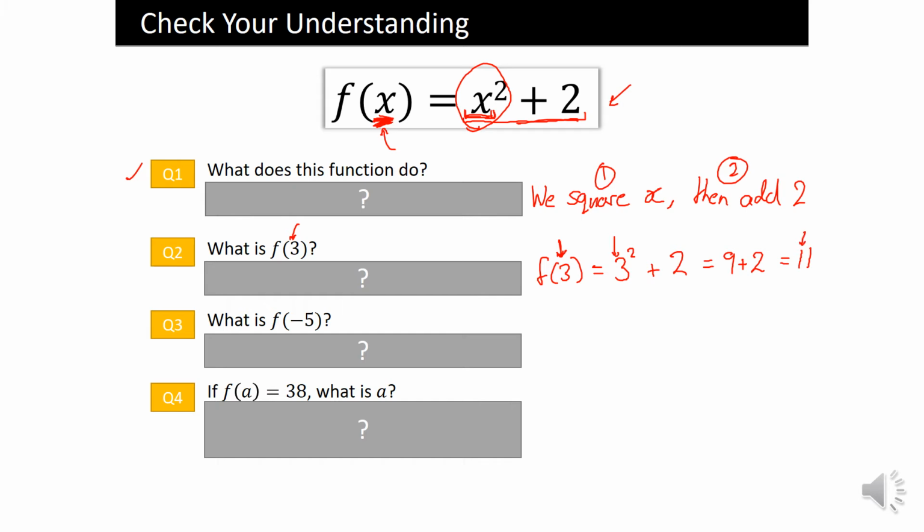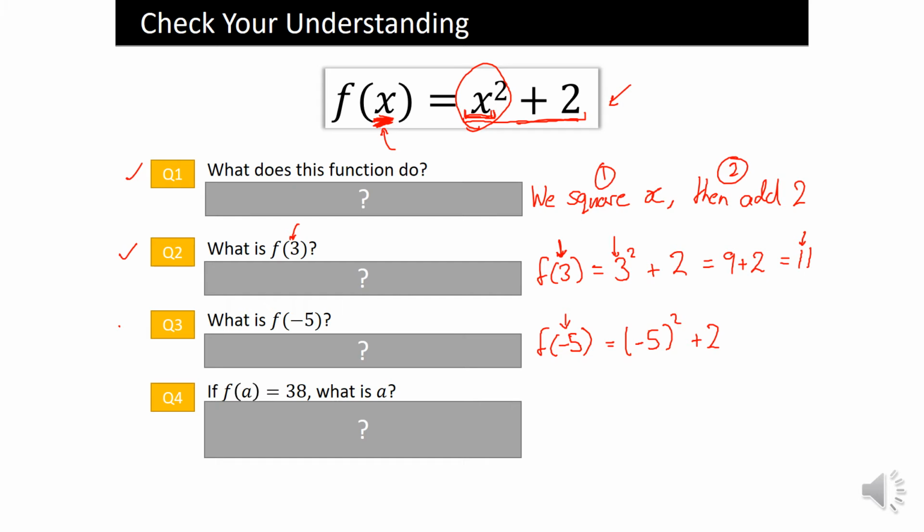So let's have a go with a slightly trickier one. So we've done this one, we've got 11 as our answer, f of minus 5. So now we can see again, we don't have x as the input, we've got minus 5 as the input. So looking back at our function, if we had x squared plus 2, we now have minus 5 squared plus 2. So I'm going to put the minus 5 in brackets to make it clear. So minus 5 squared plus 2, and you've got to be really careful with functions.